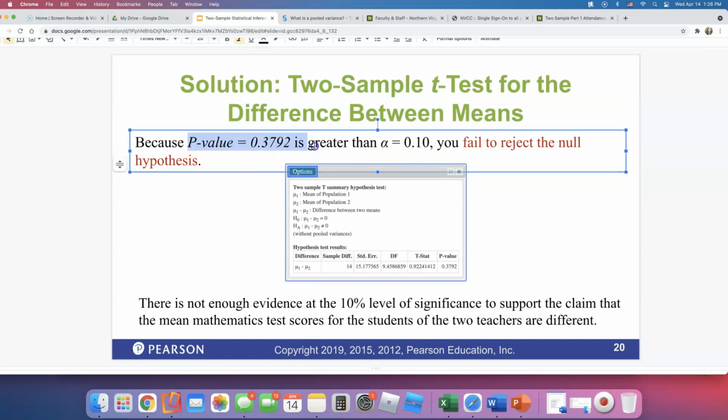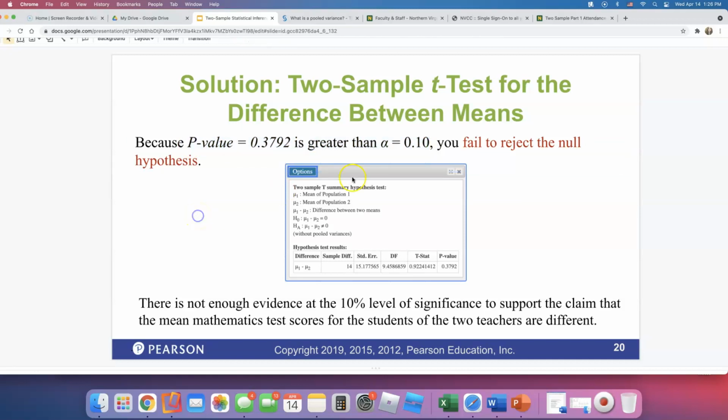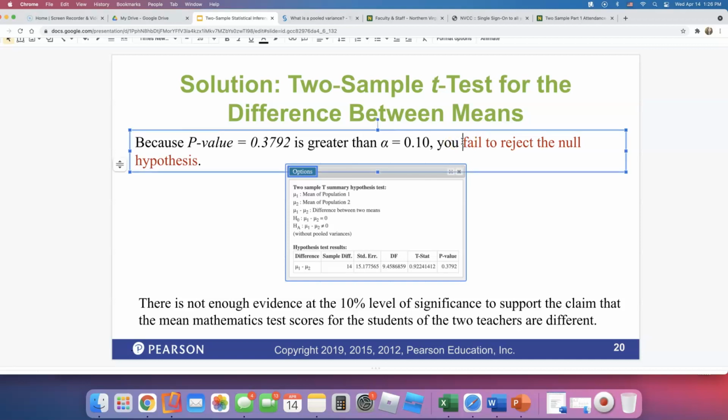Because this p-value is greater than the set alpha level of 0.10, we have to say we failed to reject the null hypothesis. Null, what was null about? Null was saying that they're the same. So we reject that they are the same. So what does that mean? Whoopsie. I'm sorry, I was saying the wrong thing. We failed to reject because the p was so big, right? So this test is inconclusive.